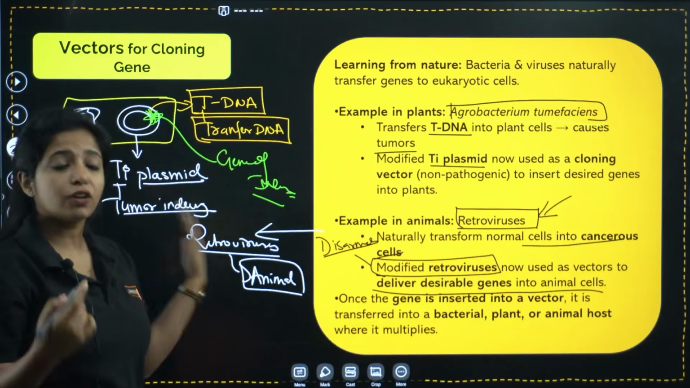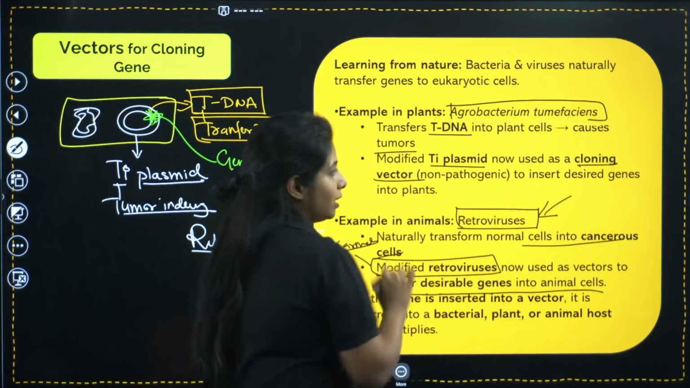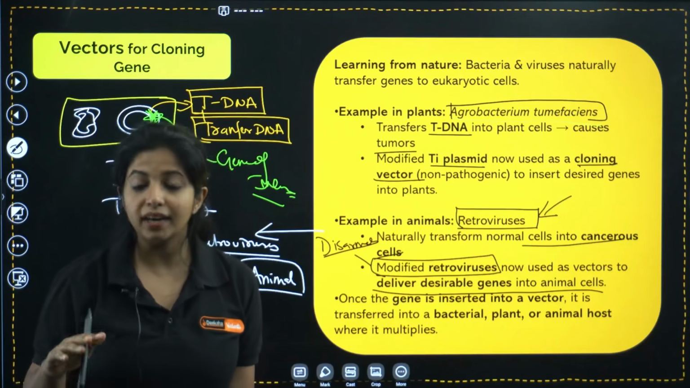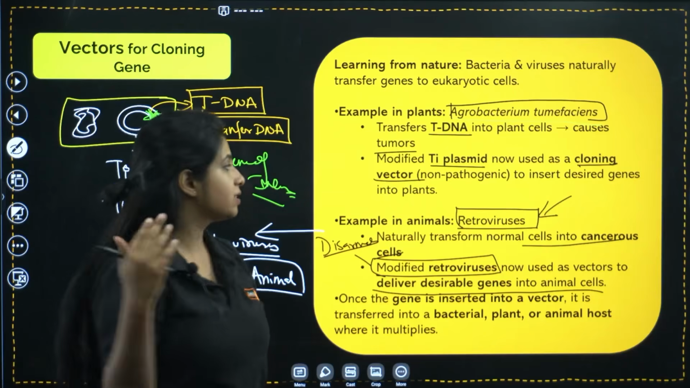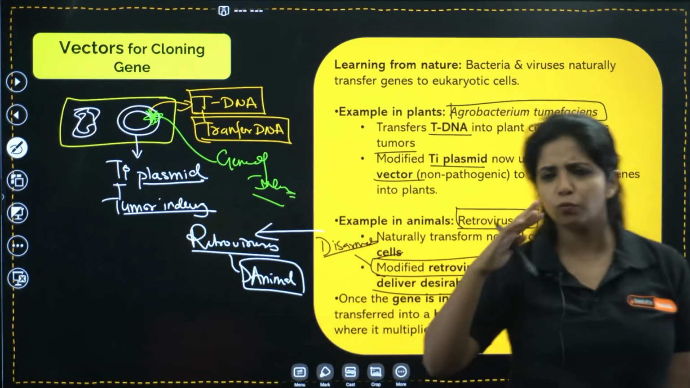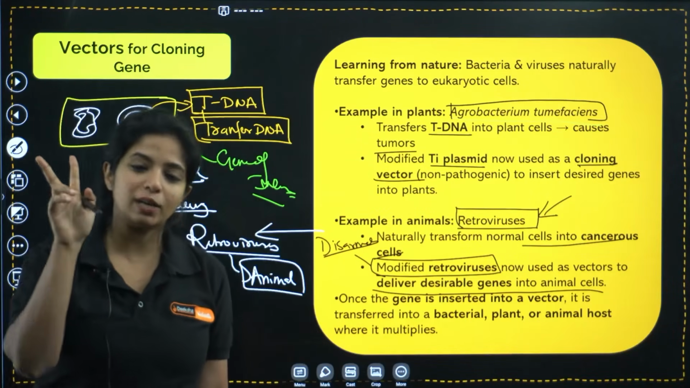Tumor-inducing plasmid. If I modify it, I can use it as a cloning vector that is non-pathogenic, the one that does not cause any problem, to insert the desired genes into the plant. Now this desired gene can be anything, pest resistant and so on, whatever it is. So please remember these two vectors that you need.